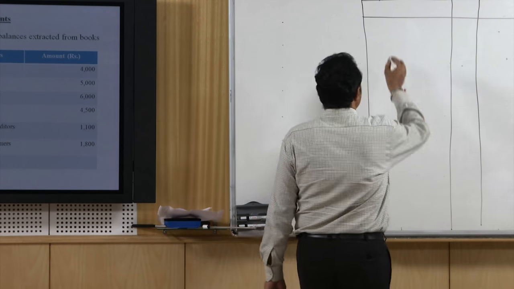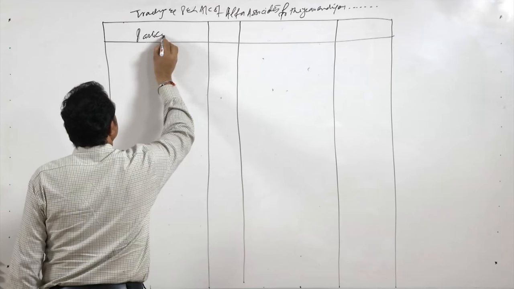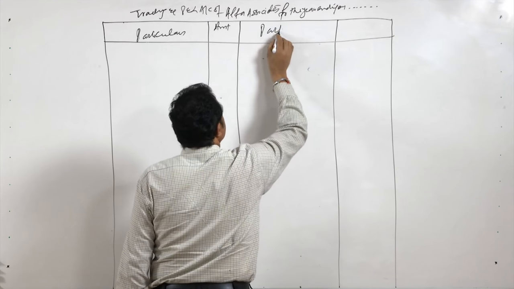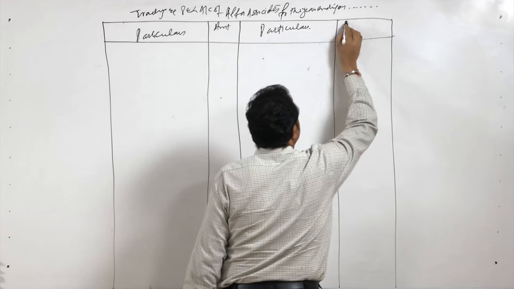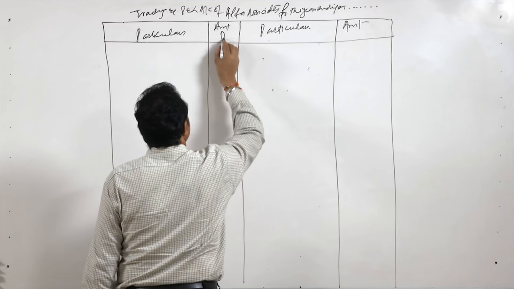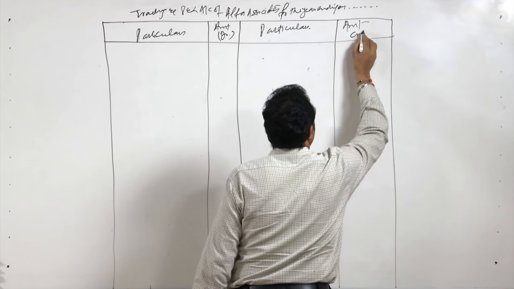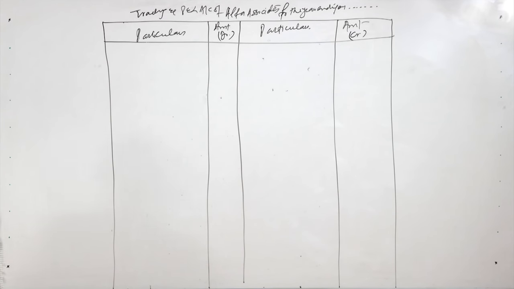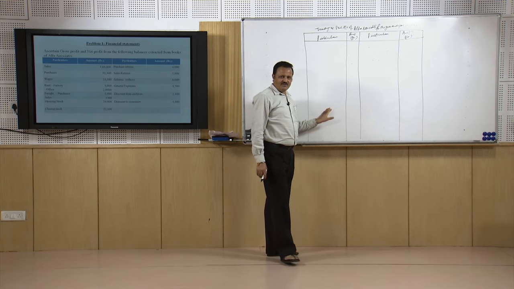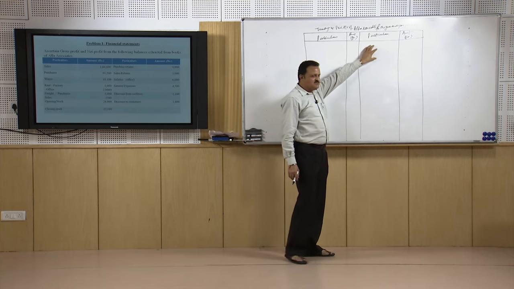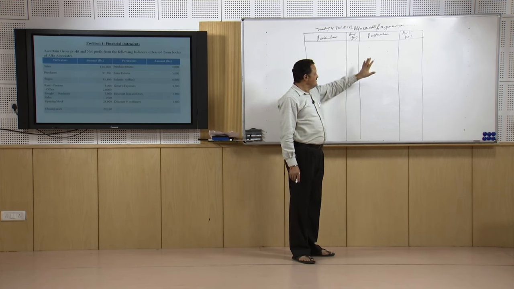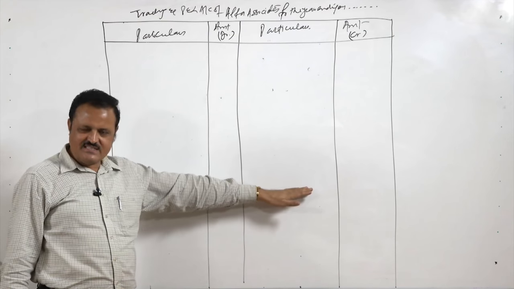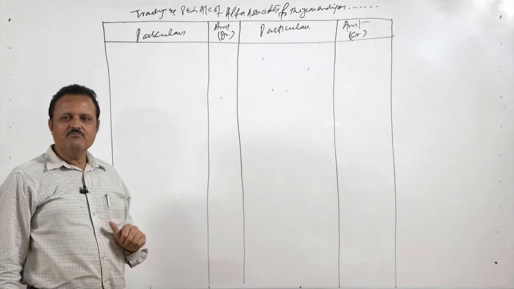So, we have the simple columns here: particulars, then amount, again particulars, then amount. This column is known as the debit column amount, and this column is known as the credit column amount. Particulars amount debit, particulars amount credit. This is the expense side of the firm: all the expenses will be recorded on the debit side, all the incomes will be recorded on the credit side. If income is more than the expense, then the difference will be gross profit. If expense is more than the income, then it is gross loss, and then we will move forward to prepare the second part, the profit and loss account.